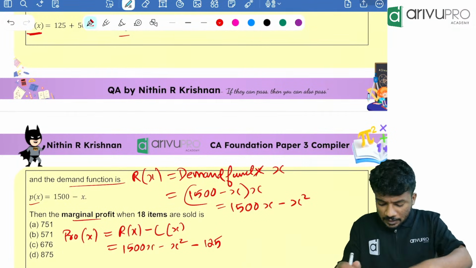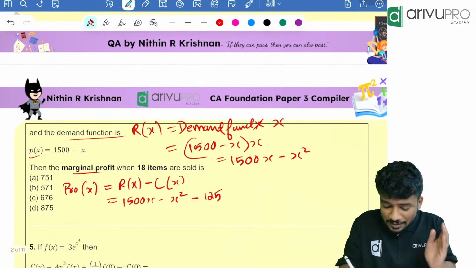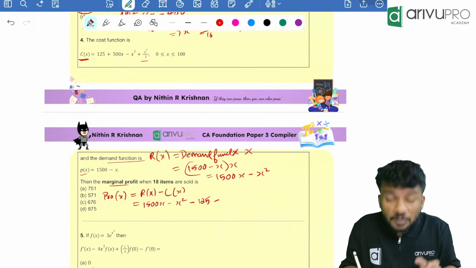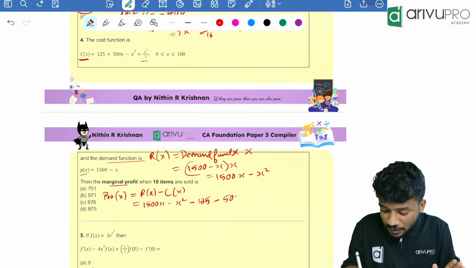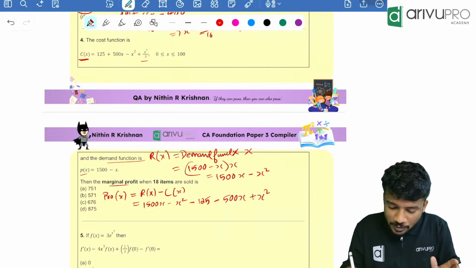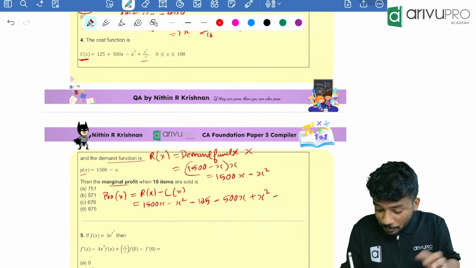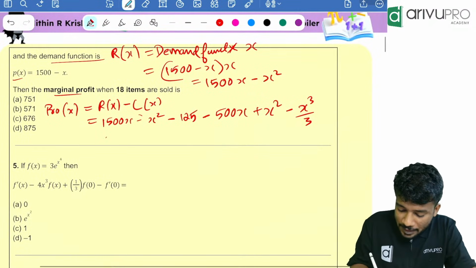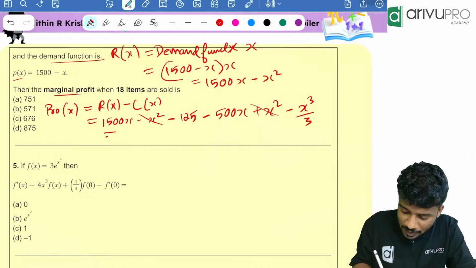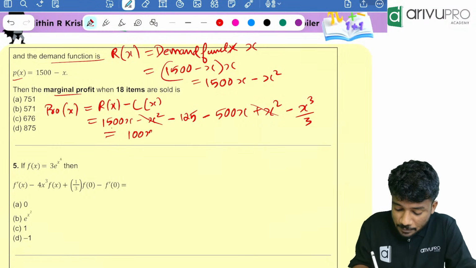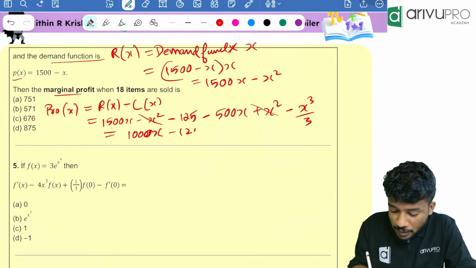So 1500x minus x square minus the bracket of 125 plus 500x minus x square plus x cube divided by 3. Minus of 500x will become minus 500x. Then minus of minus x square will become plus x square. Then minus of x cube will become minus x cube divided by 3. Now cancel things. Minus x square plus x square cancelled. Then 1500 minus 500x is how much? 1000x minus 125, then minus x cube divided by 3.